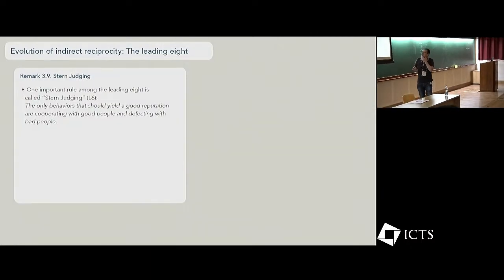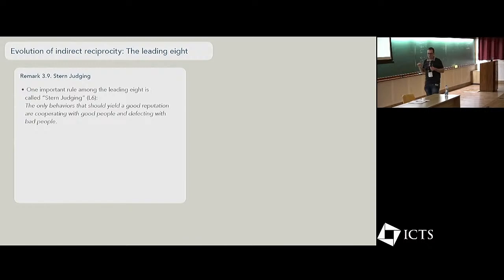Also, again, you could now do evolutionary simulations. So this is actually a static result. It tells you something about stability. But again, you could do evolutionary simulations in which there are populations and they can choose their own social norms, and then you let these social norms evolve. Usually, if you do these simulations, a strategy that comes quite often on top is called stern judging, which is L6 in this list.